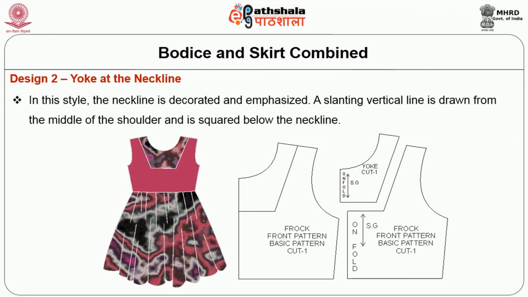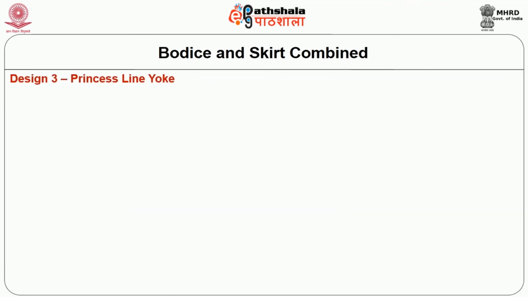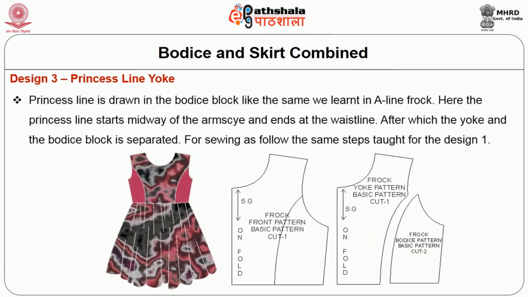We'll see another design where the princess line yoke is given at the body's block. The princess line is drawn in the body's block like the same we learnt in the A-line frock. Here, the princess line starts midway of the arm side and ends at the waistline, after which the yoke and the body's block in the patterns are separated.